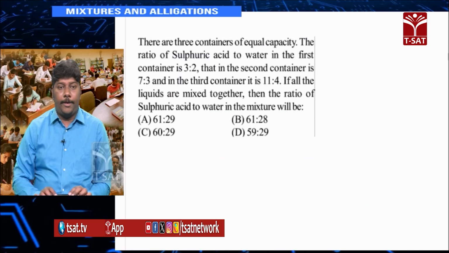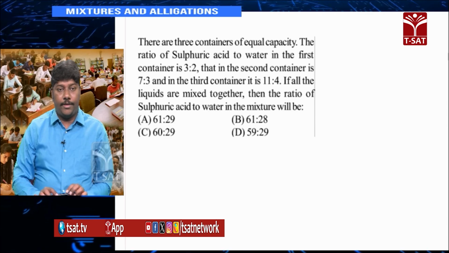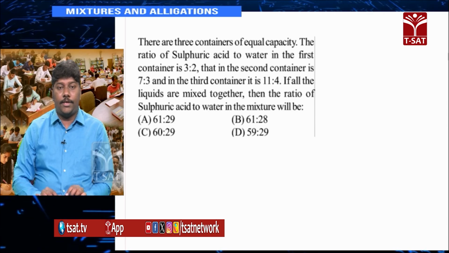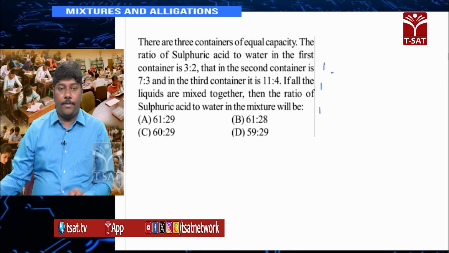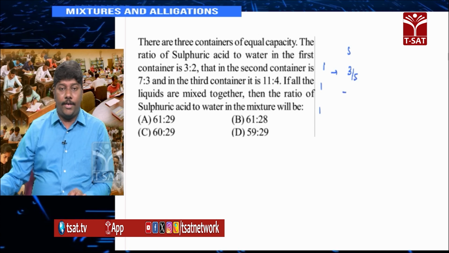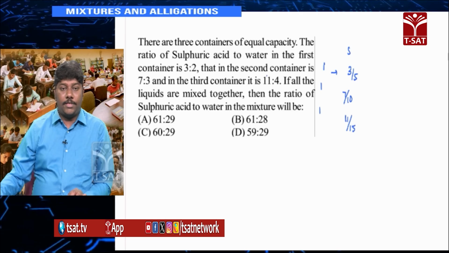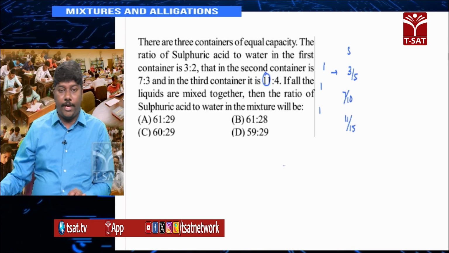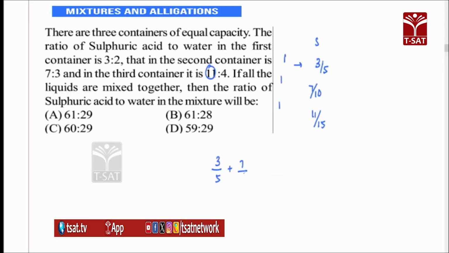Okay, the next one. There are 3 containers of equal capacity. The ratio of sulfuric acid to water in the first container is 3:2, second one is 7:3, third one is 11:4. Since it is 1:1:1, sulfuric acid is 3 out of 5 in the first container, 7 out of 10 in the second, and 11 out of 15 in the third, because 11 parts out of 15 parts. So find out the sulfuric acid here: N1A1 3/5, N2A2 7/10, N3A3 11/15, divided by 1 plus 1 plus 1, 3.